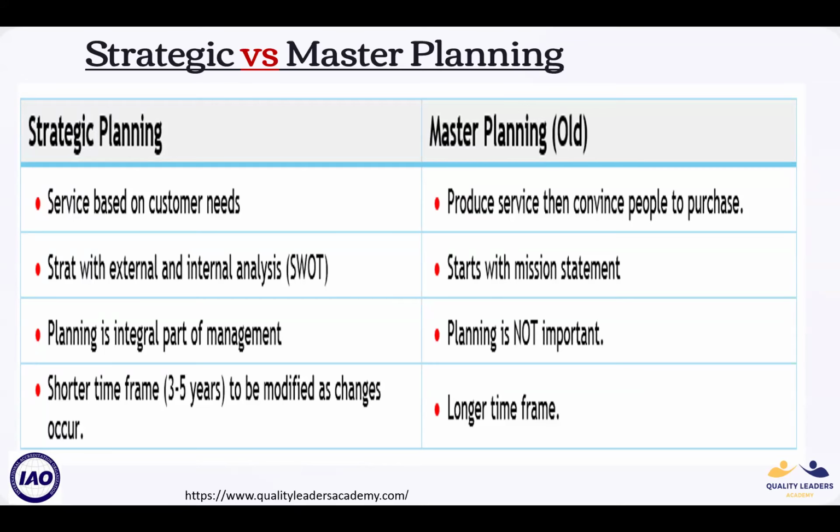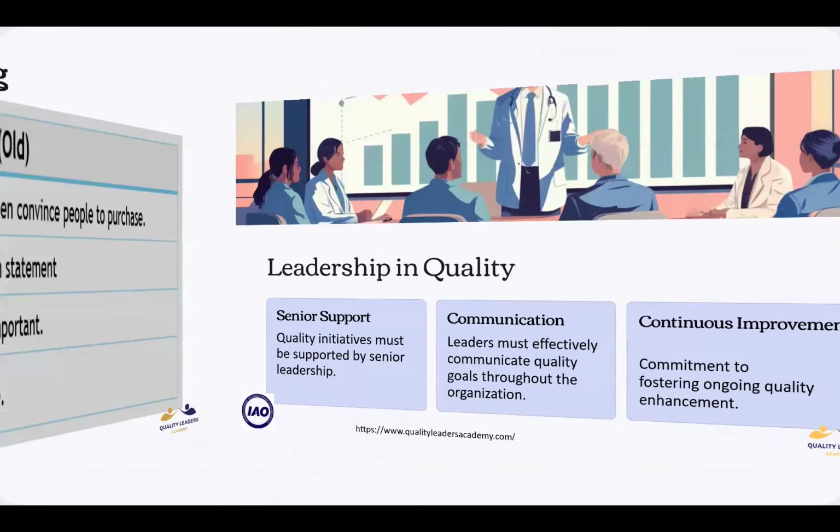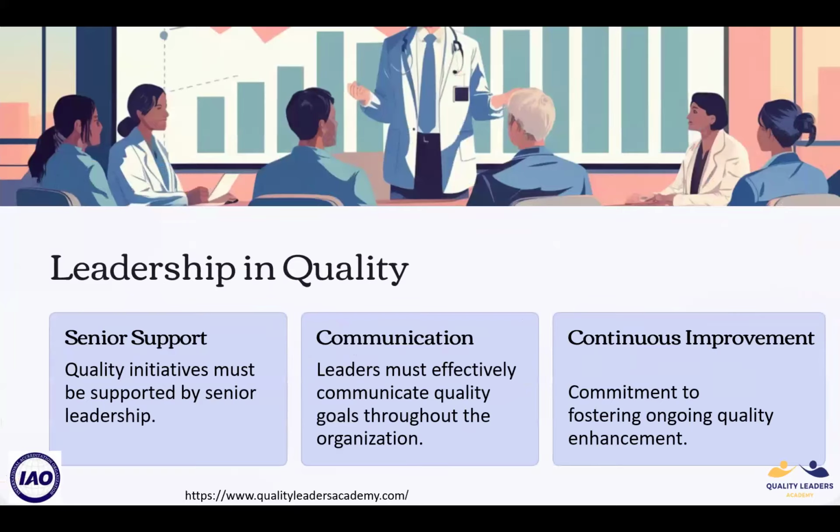They start with patient need. They'll analyze what does the patient need. They'll analyze the environment. They'll do SWOT analysis. They'll prepare a 3 to 5 year plan, and then they will see that everything is implemented, and that's how the world changes, right? So that's the difference between strategic planning and master planning. Now, leadership in quality, governing bodies, and closing.